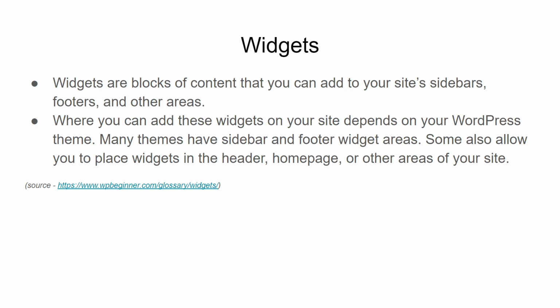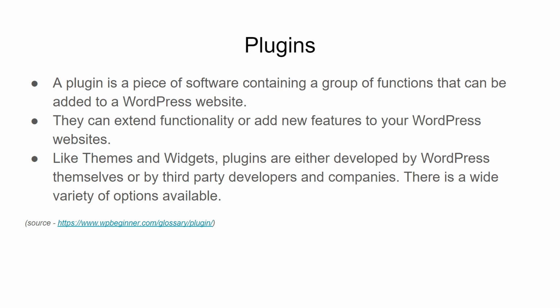Widgets are blocks of content that you can add to your website's sidebars, footers, and other areas. We already saw this in the last video. We saw how to add widgets to certain parts of the website. Where you are able to add these widgets on your site depends on which WordPress theme you're using. Many themes have sidebar and footer widget areas. Some also allow you to place widgets in the header, homepage, and other areas of your website. So this is where themes come in. The themes can give you the space to add widgets in specific areas, and you can utilize the provisions that the themes give you.